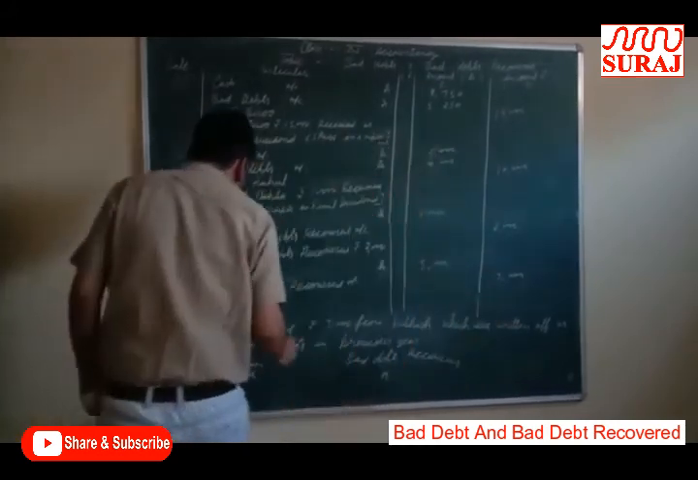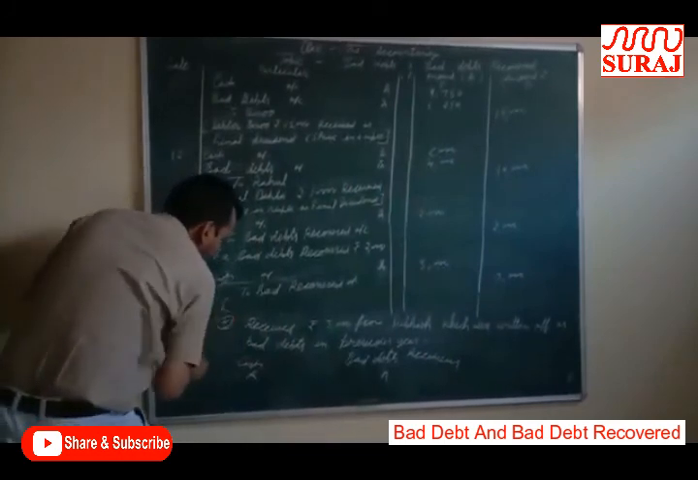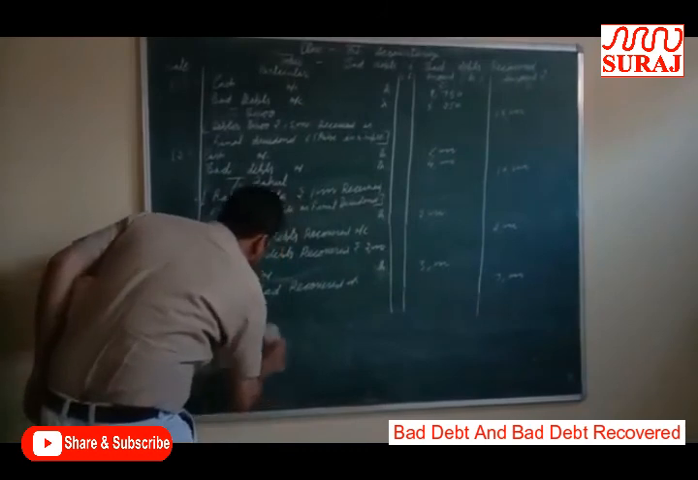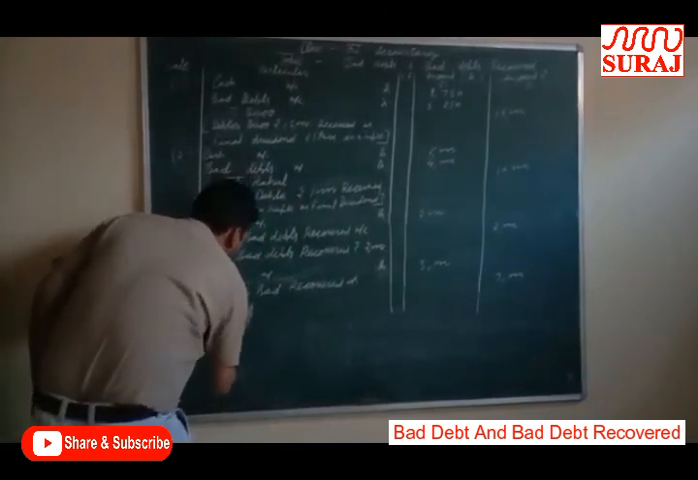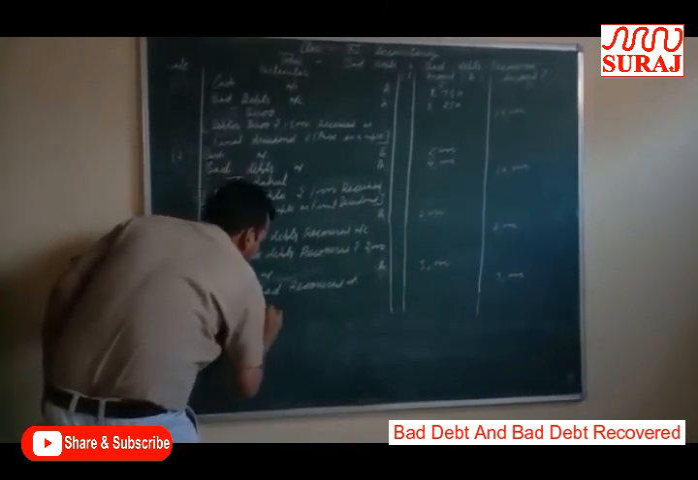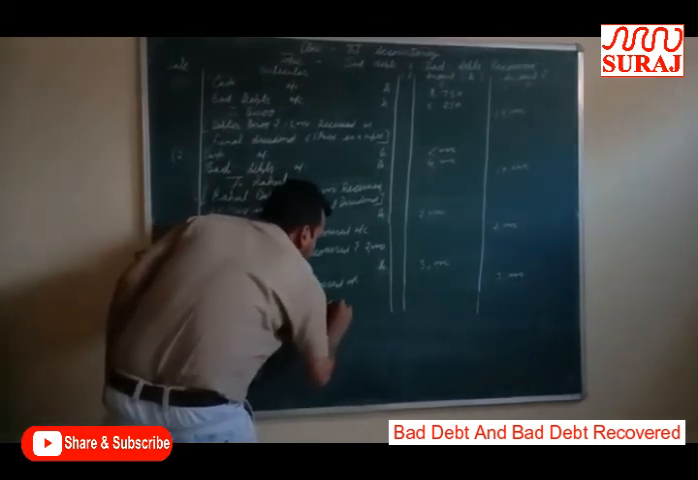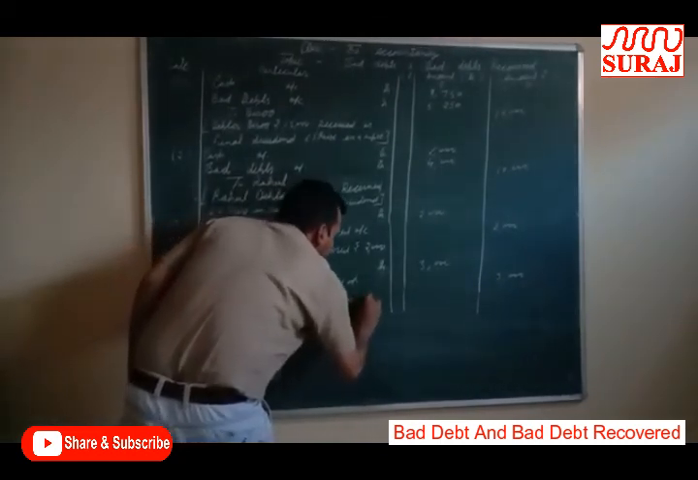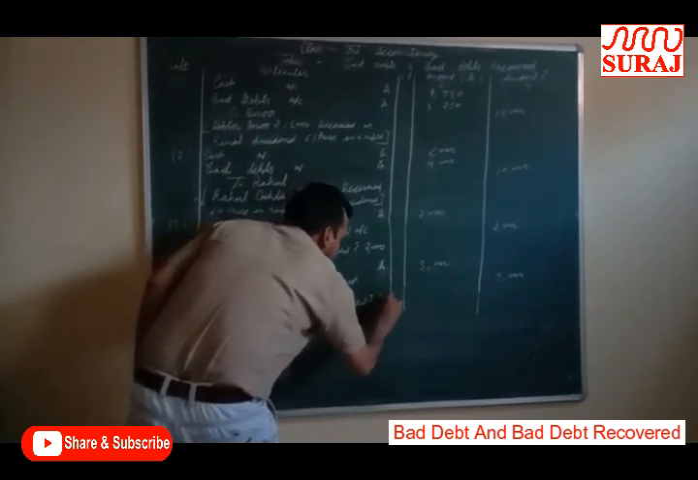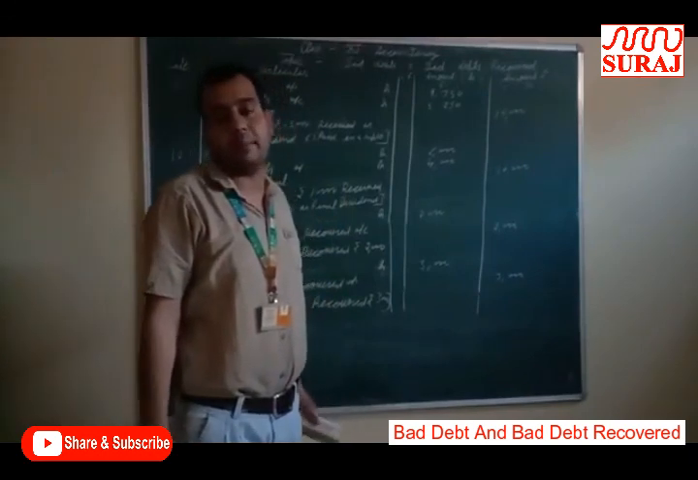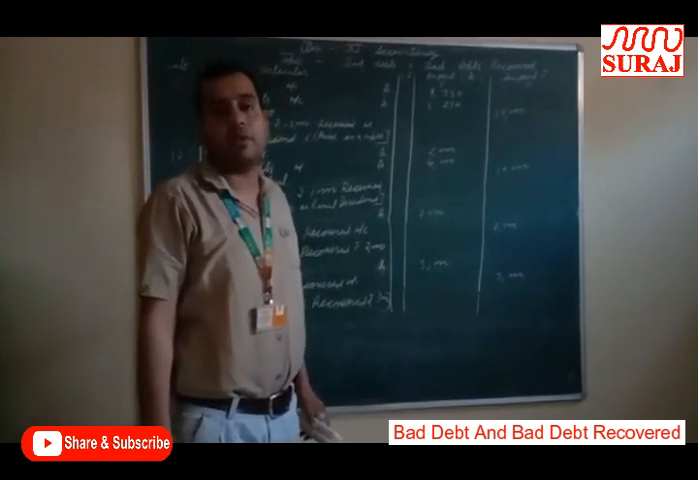Your narration will be: for bad debts recovered, bad debts recovered rupees 3,000. Yes, students, these are some entries related to bad debts and bad debts recovered. I hope you understand it.